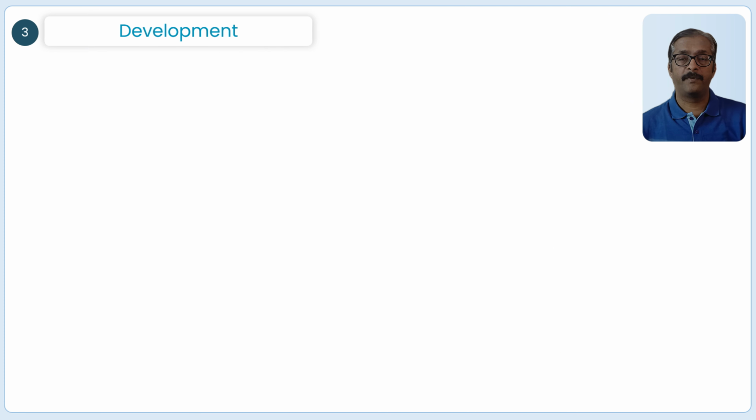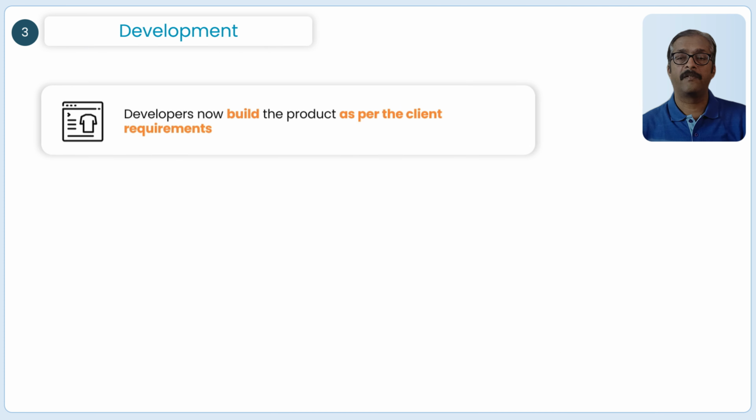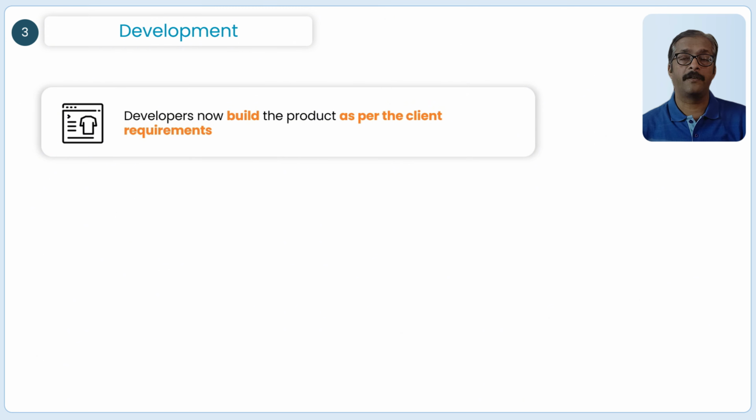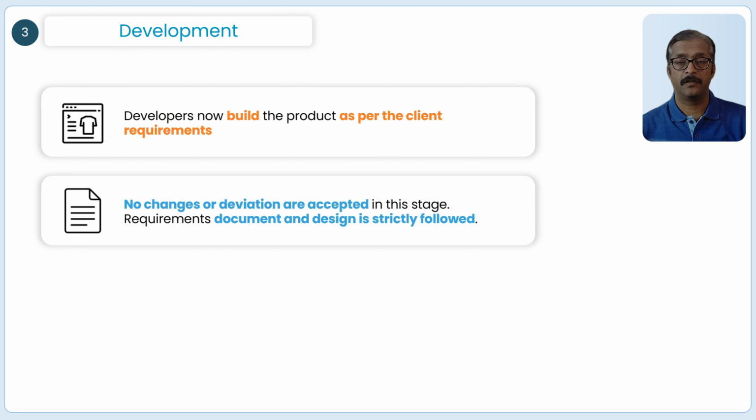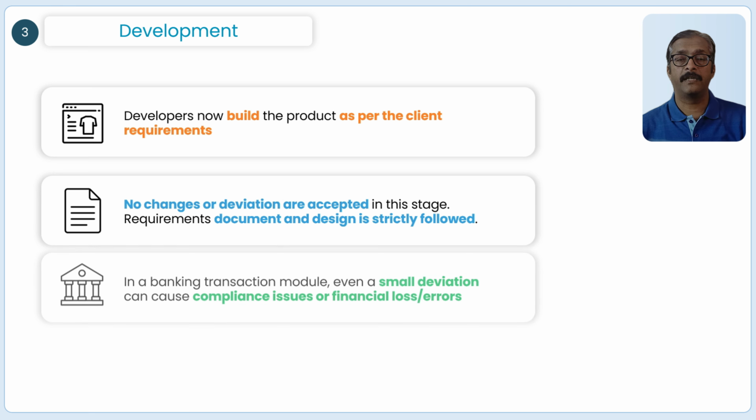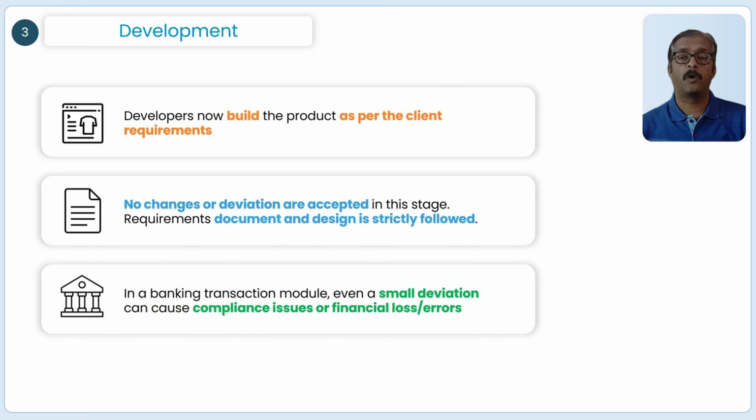Next, we have the development phase. In this phase, developers build the product as per the client requirements. No changes or deviations are accepted in this stage. The requirements document and design are strictly followed. For example, if you're working on a banking transaction module, even a small deviation can have major consequences, such as compliance issues or financial errors.